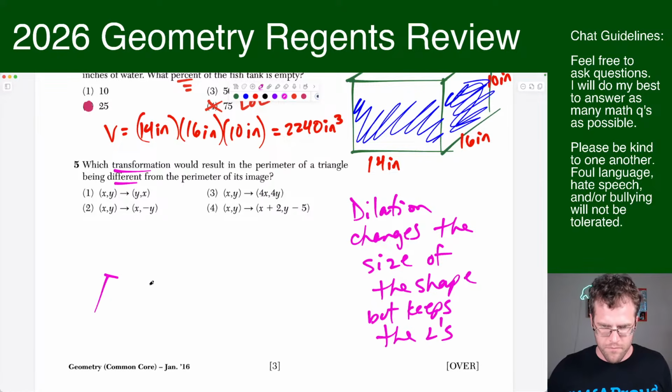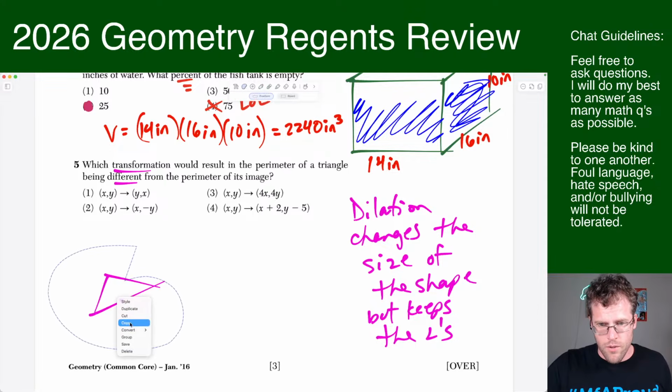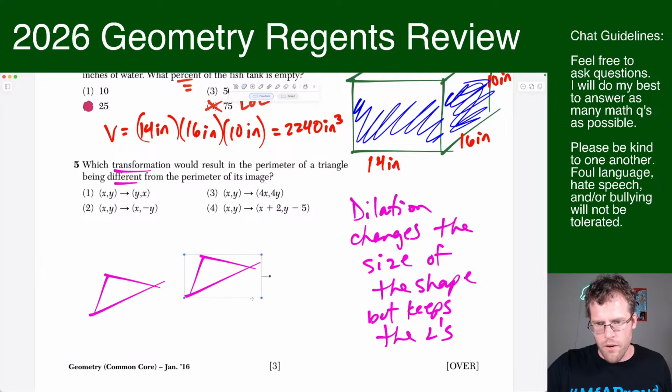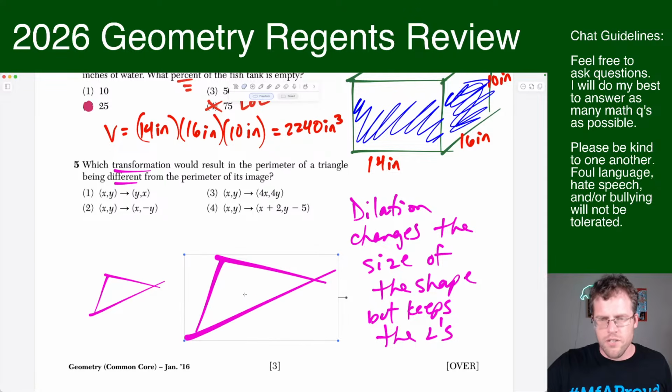So imagine this triangle here. I group this and then duplicate. If I want to dilate this, it's still recognizable. Like, oh hey, I recognize that triangle, it's just a scaled up version of it.